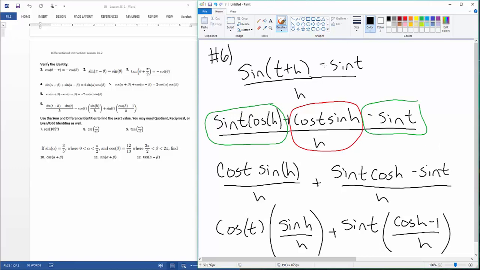Numbers 7, 8, 9, 10, 11, and 12 referred to 33-1, in which I go into detail on how to do those.